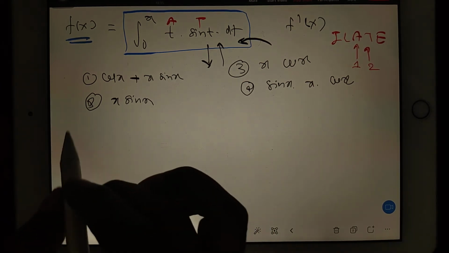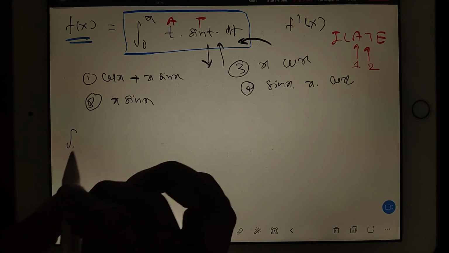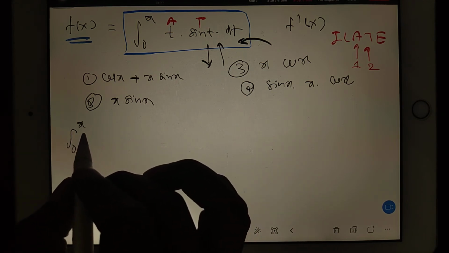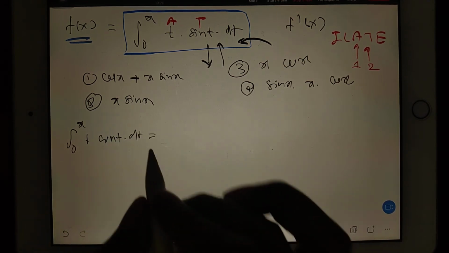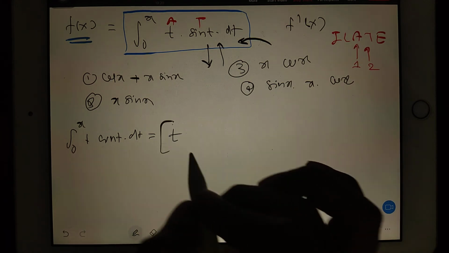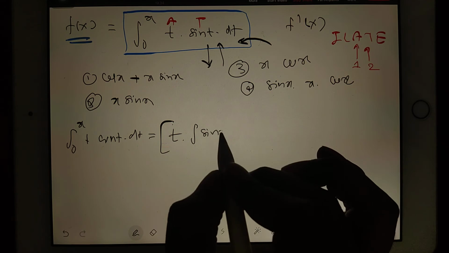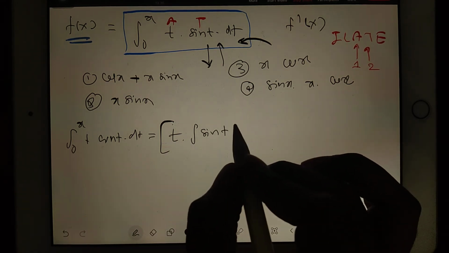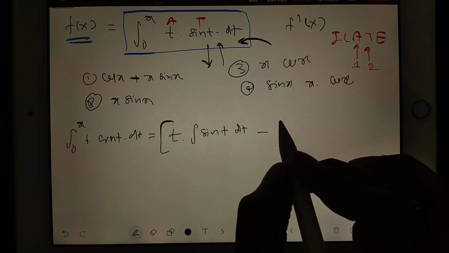In the case of the direct formula, it will look like this; I'm directly writing the equation: integral from 0 to x of t sin t dt. Now t is the first function, put it in the main bracket, and the second function will go for integration. This is the formula, right? For this you apply the t, then you put minus, and then you put the integration.